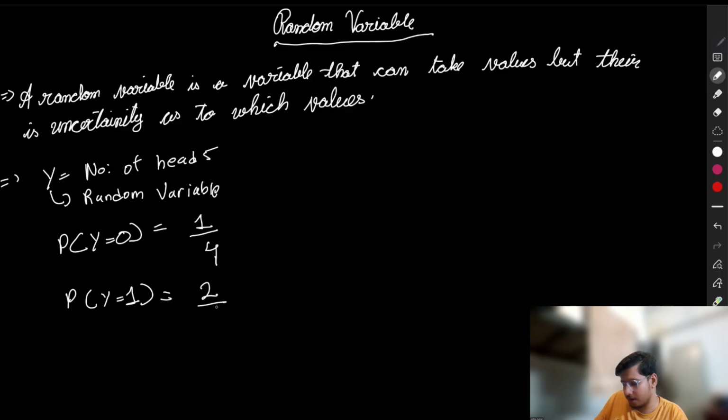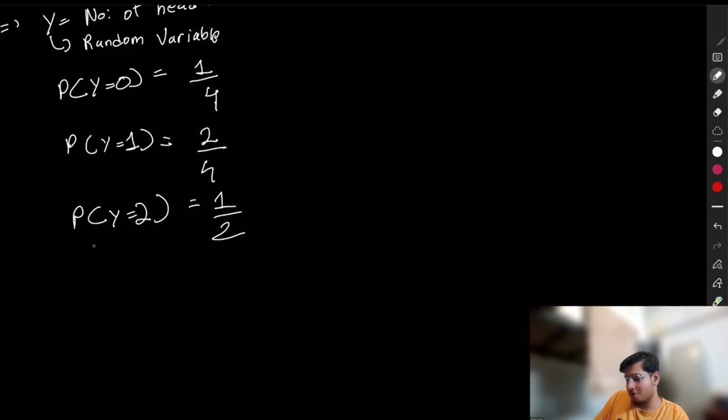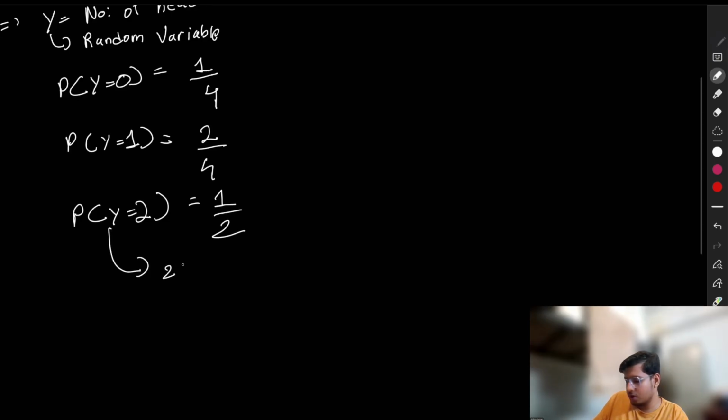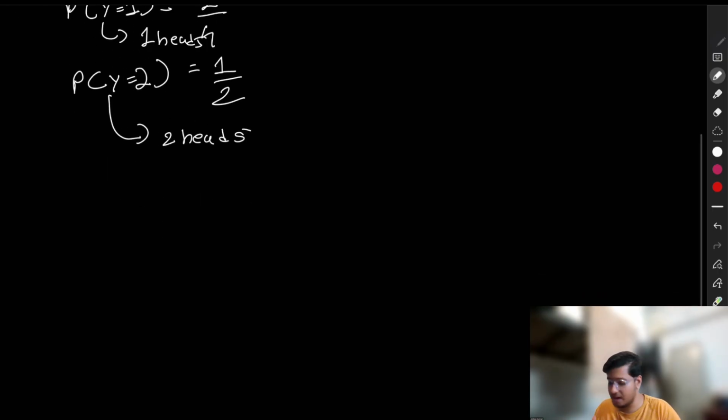Let's write 2 by 4 here for the sake of simplicity. What is the probability of y equal to 2? It is also 1 by 4. Y equal to 2 means 2 heads. Y equal to 1 means 1 coin head. Y equal to 0 means 0 heads. Right. So now let's discuss properties of our random variable.